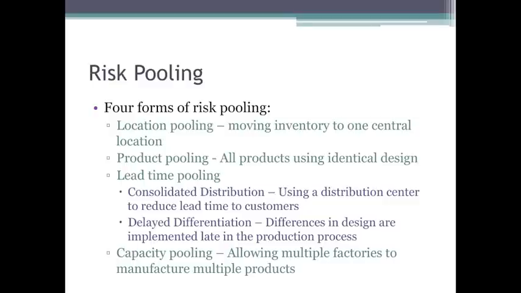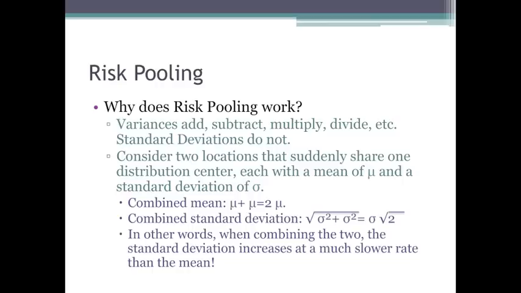In capacity pooling, what we do is we allow multiple factories to manufacture multiple products. This way, if we need to adjust our production rates due to demand issues, we can do that. So, here's the question. How does this work? Why does risk pooling work?